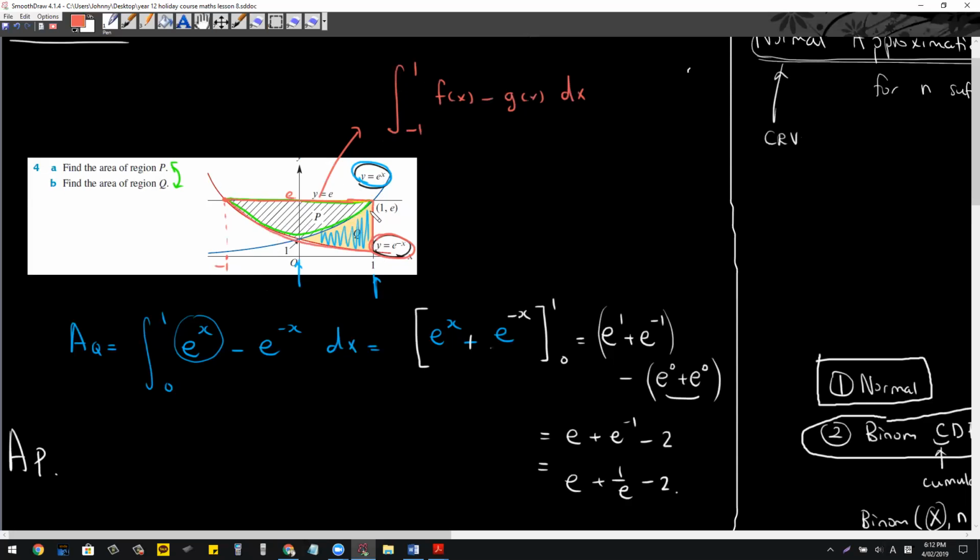So f of x could be this line here. So this line over here is y equals e, right? So this one is e. And then minus g of x. G of x is this one, the red one here. So that's e to the power of negative x.